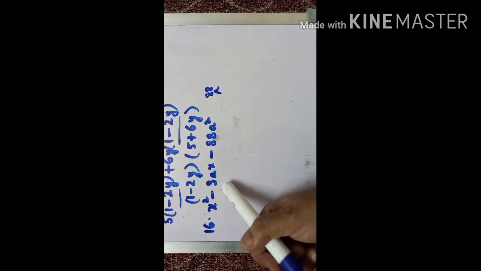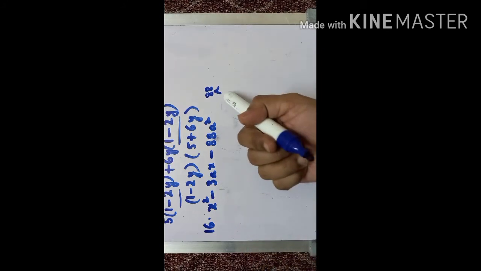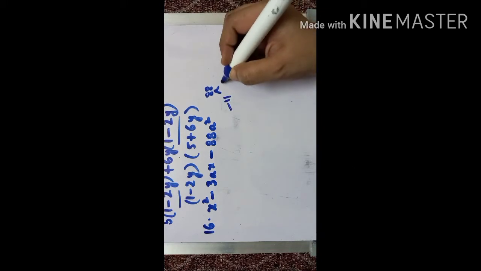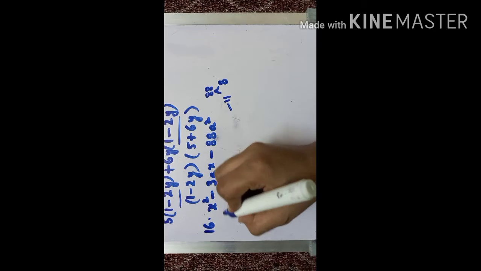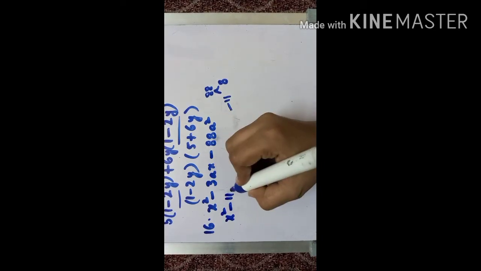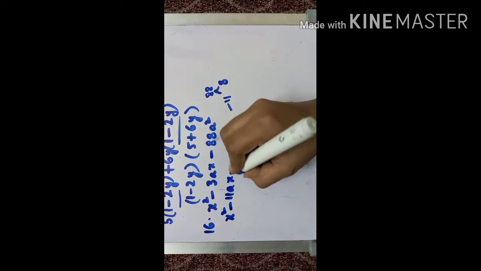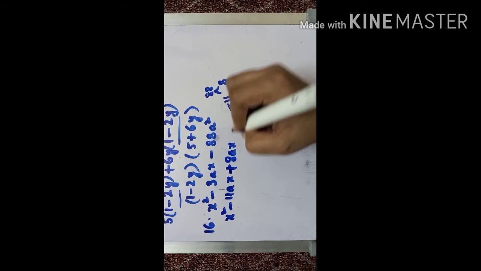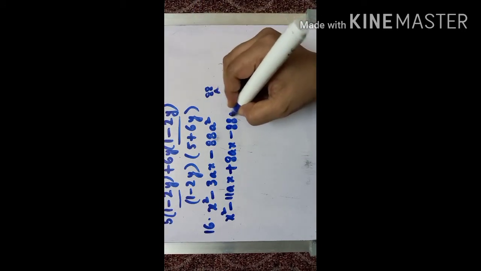So what you can take again: minus 11 plus 8. Minus 11 plus 8 will give you minus 3, and 11 8s are 88. So x square minus 11, here ax. You have to write the variables the same. Then plus 8ax minus 88a square.